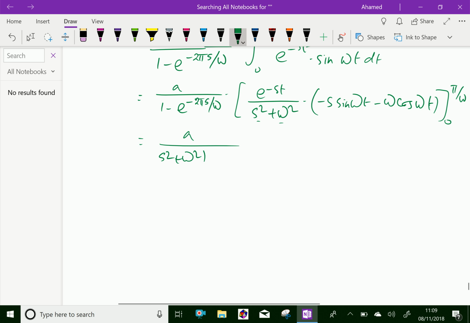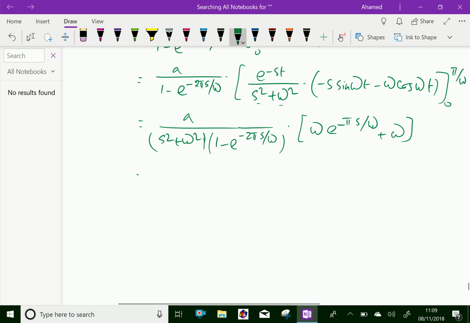Now further it is expressed like a over, here you can write this one first, s square plus omega square into 1 minus e power minus 2 pi s by omega into, after giving the limits of 0 to pi by omega, we get omega e power minus pi s by omega plus omega, which is further equal to omega a into 1 plus e power minus pi s over omega.